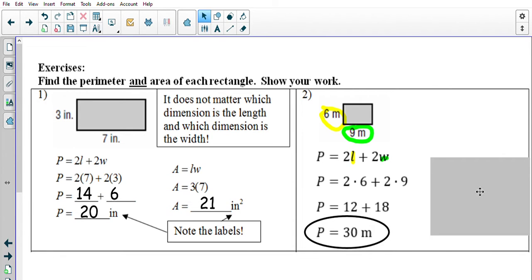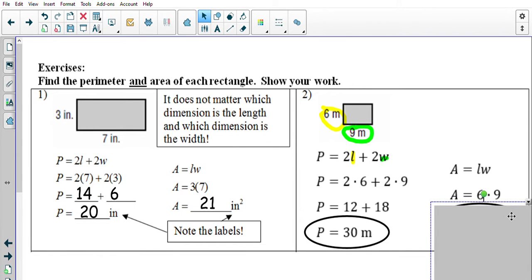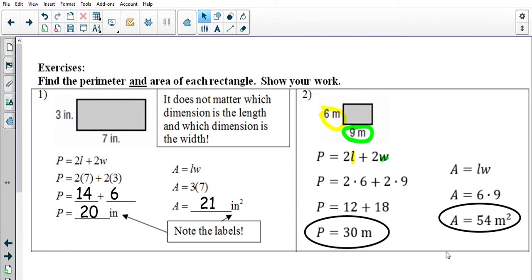Taking a look at our area, that's length times width. And again, I always start by writing my formula here. So I'm going to take 6 times 9 or 9 times 6. Does not matter since multiplication is commutative. My area is going to be 54 meters squared. And again, don't forget those labels, even in your notes, because if you don't put them in your notes, you're probably going to forget to put them on a quiz or a test.